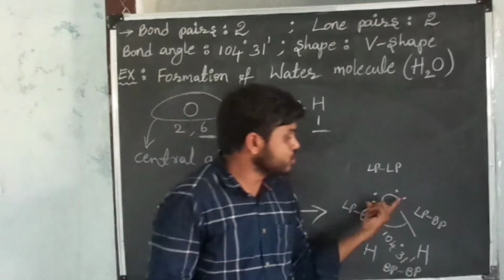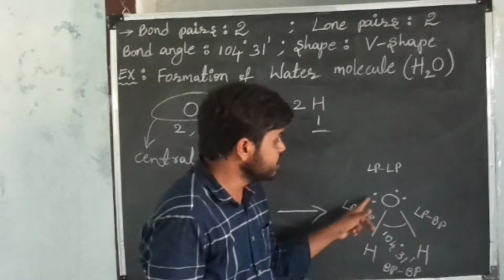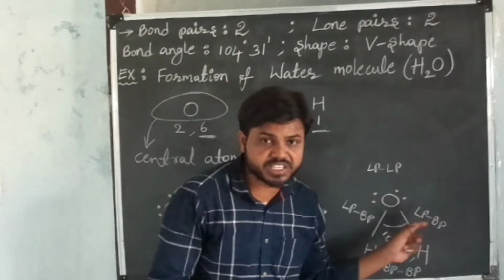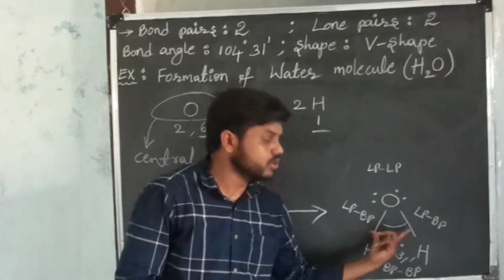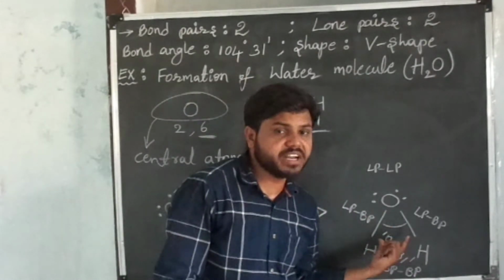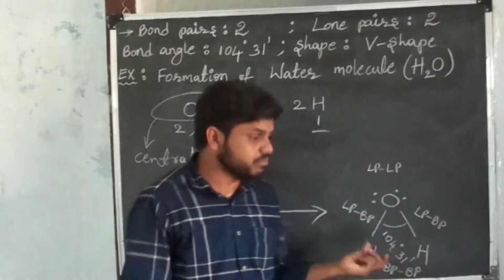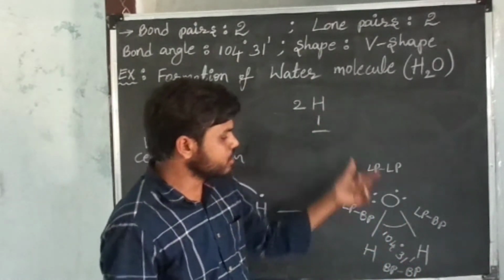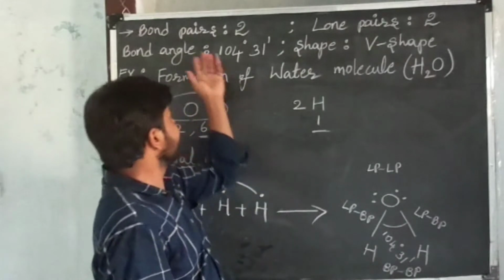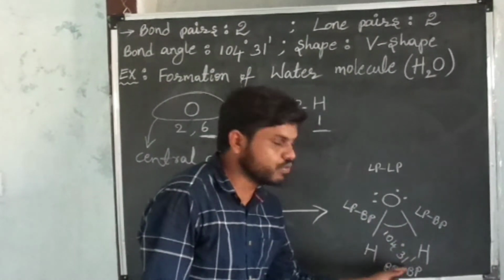That's why these 2 lone pairs occupy more space around the central atom compared to bond pair electrons. That's why we get the water molecule in V shape, and the bond angle between bond pair electrons is 104 degrees 31 minutes.